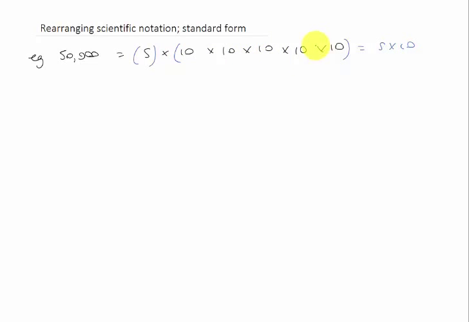1, 2, 3. Oh gosh, I've done this wrong. Sorry, I've written one 10 too many. 10 times 10 times 10 times 10. So that would be 5 times 10 to the power 4.